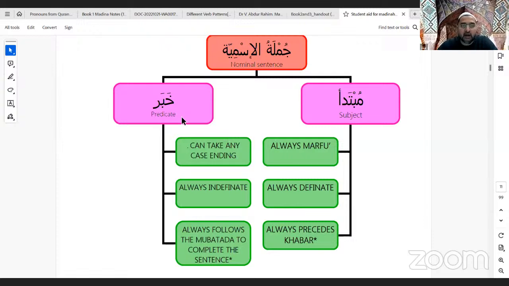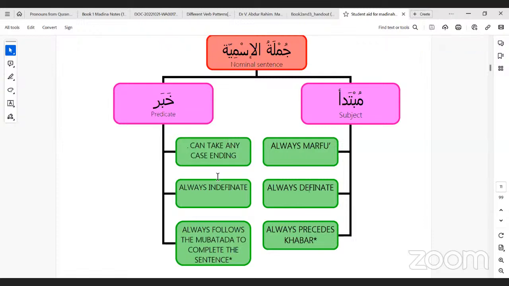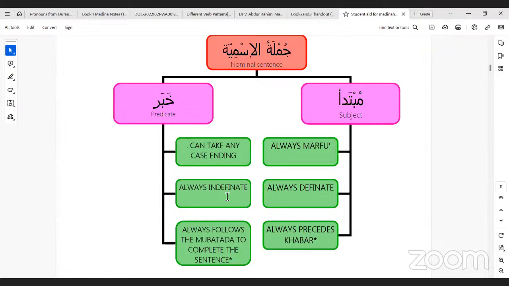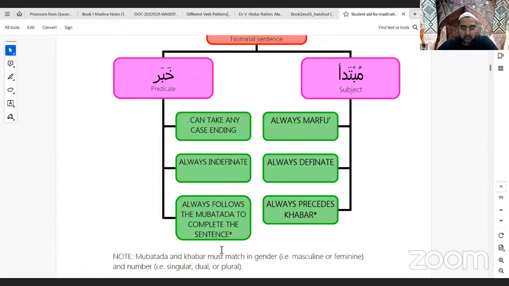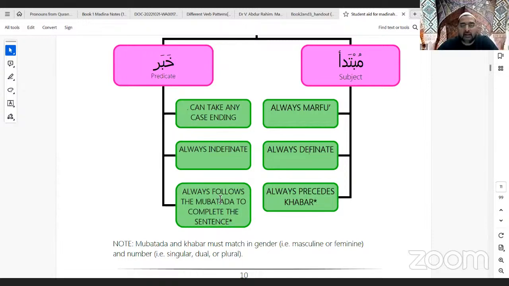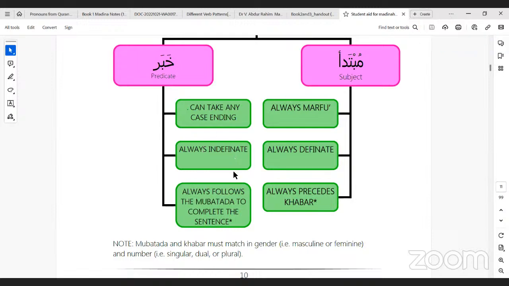Continue that, Sister Saida. Khabar. Okay. Now, khabar can take any case ending, number one. Number two, it's always indefinite. What does indefinite mean here? Indefinite, like it doesn't have alif lam. Correct. And the half sentence dependent, is it? They are phrases. Normally, yeah, the khabars are phrases. When they join with a subject, they become complete sentences. Yes, okay. Third point is always follows the mubtada to complete the sentence.